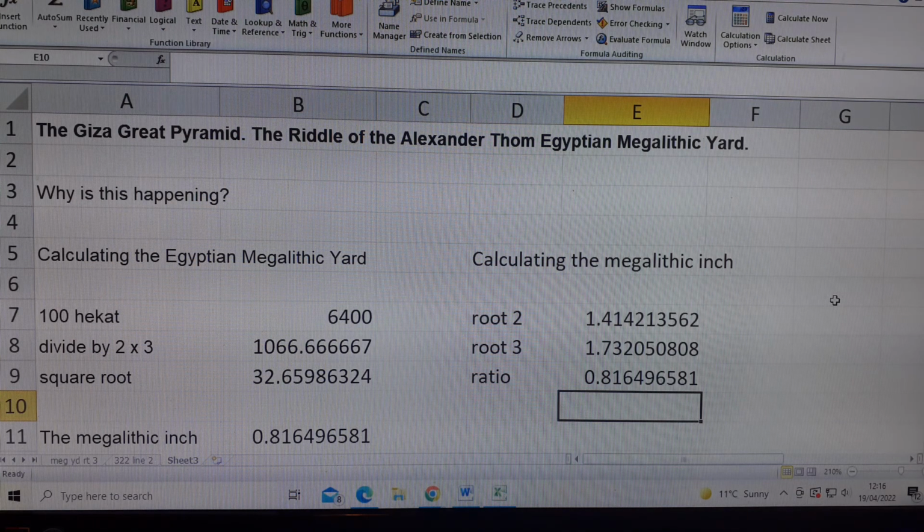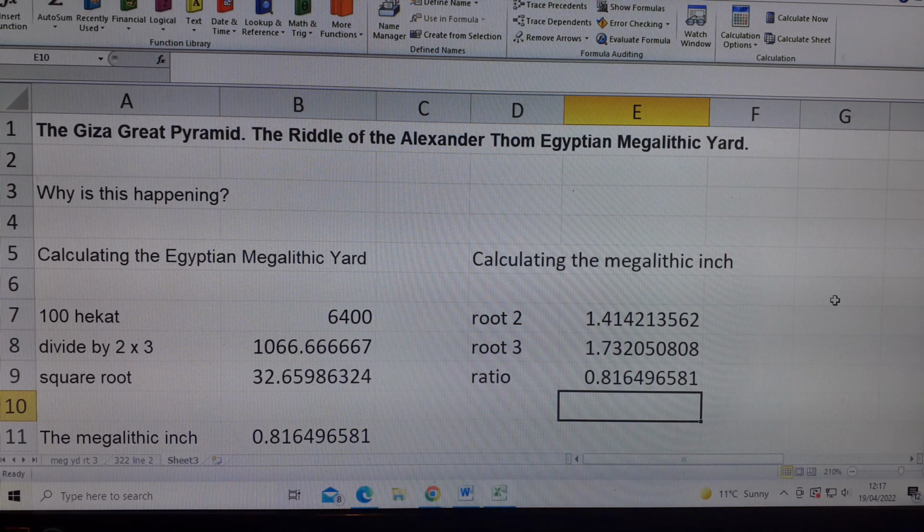And the whole idea of this, using 6400, is that it's an Egyptian creation using 100 hecat. And if we can reconcile this version of Egyptian pi to this calculation of the megalithic yard, we can prove beyond any reasonable doubt that Professor Alexander Thom was exactly correct when he worked out his megalithic yard. And there are reasons why it's 0.816 inches and not this number that we're seeing here. So I'm going to leave it as a riddle.